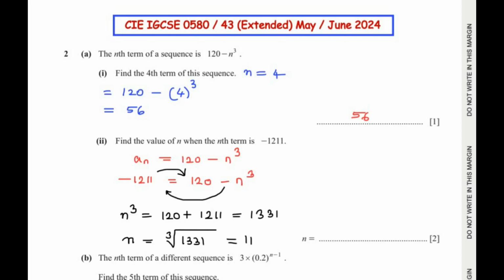So minus n cube becomes plus n cube is equal to 120, and minus 1211 becomes plus 1211. When we add this number we get 1331. Now n cube is equal to this number. Let us take this cube to the other side of the equal sign. So it turns out to be the cube root of 1331, and this will give us the value of n as 11. So here our answer is n is equal to 11.